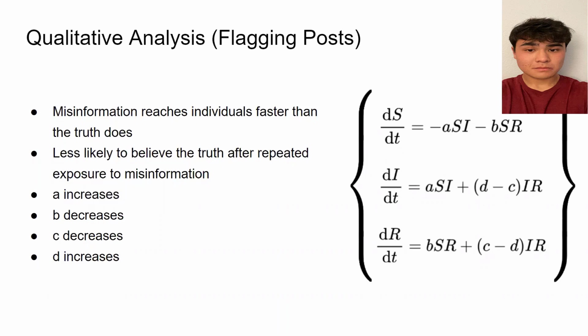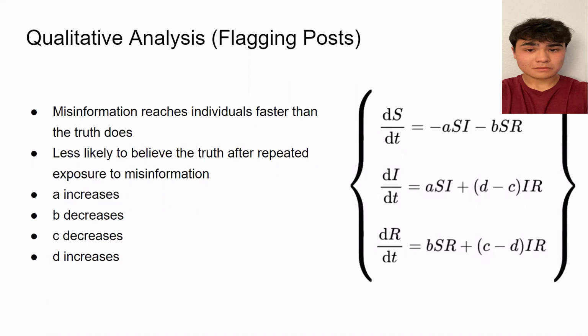According to an MIT study, false news is 70% more likely to be shared online than the truth. And the initial spread of misinformation could be 6 times higher than the truth. Another study found that flagging posts didn't affect the spread of misinformation, as individuals were less likely to believe the truth once they'd already been exposed to misinformation multiple times, which we refer to as repeated exposure, and that misinformation is easier to believe than the truth.